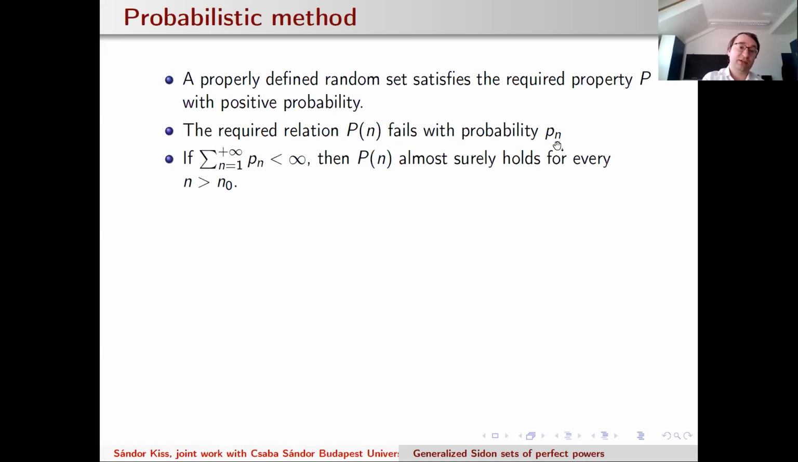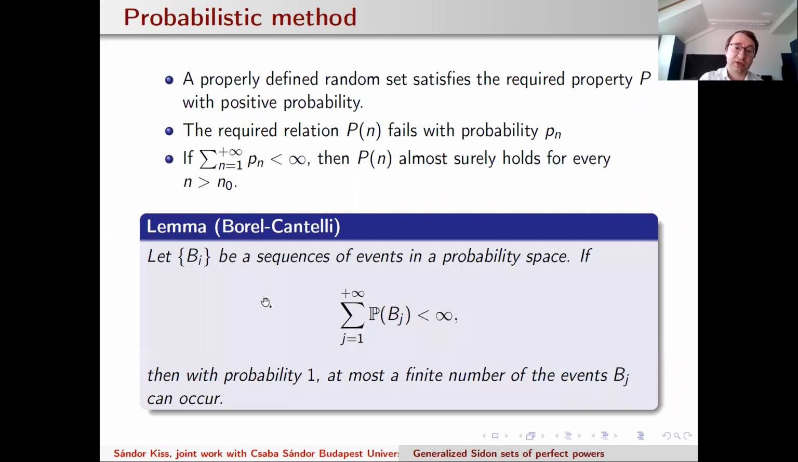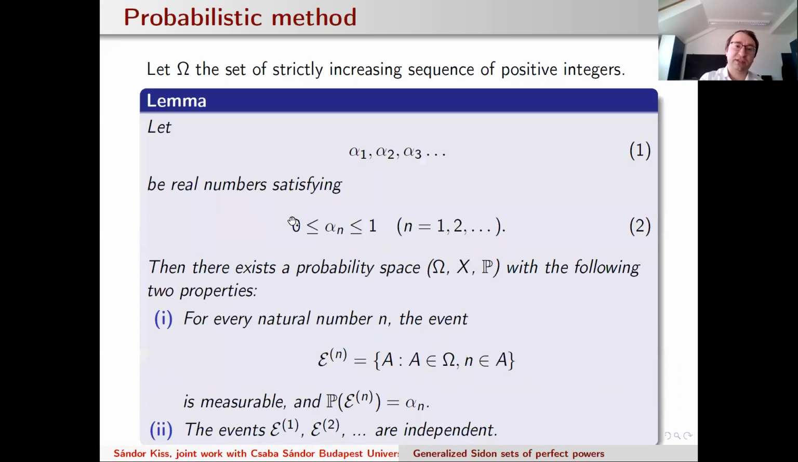And if this probability is small enough such that the corresponding infinite series converges, then this relation holds with probability 1 for every large enough n. And then we can apply the Borel-Cantelli lemma, because this infinite series converges, and this is a well-known lemma. But to do this machinery, we need a valid probability space.